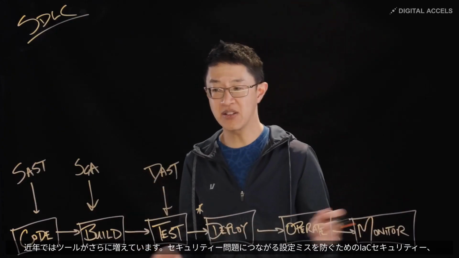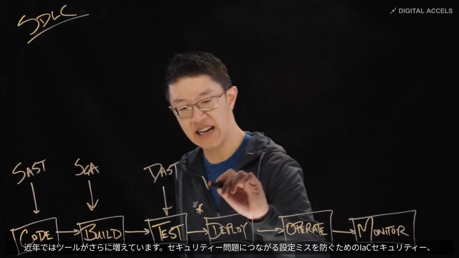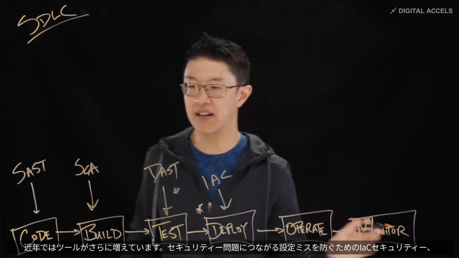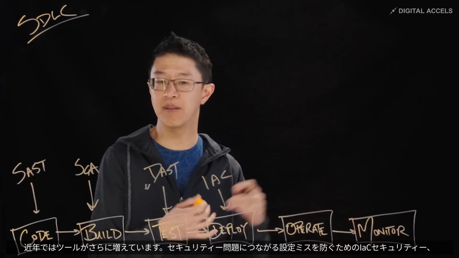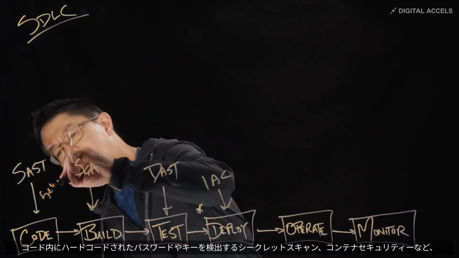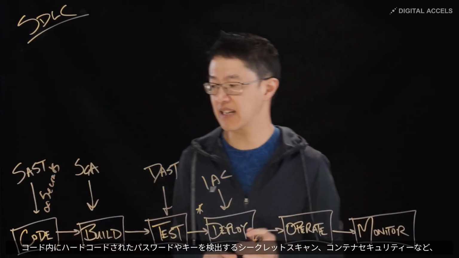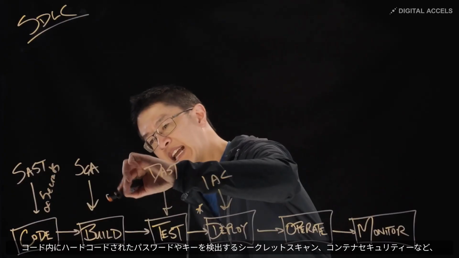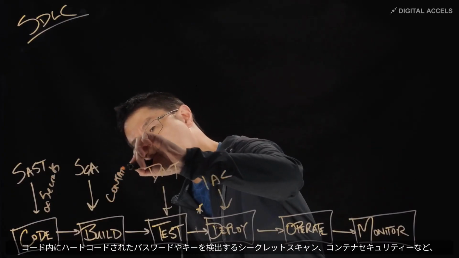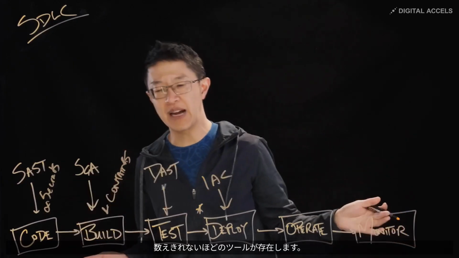In more recent years, this has blown up into more and more tools, right? Now we have things like IaC security to scan your IaC templates to prevent misconfigurations that lead to security issues. We have secrets, like hard-coded passwords, keys, things like that in your code. We have containers, and so on and so forth. There's just so many tools. I can't keep track of them all.